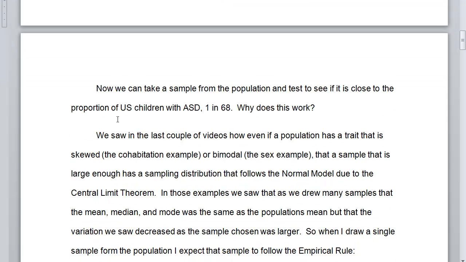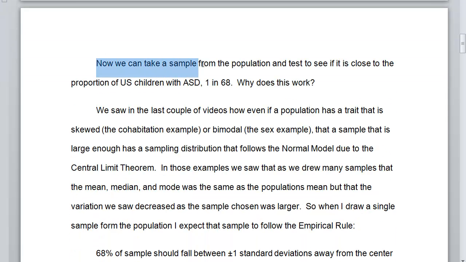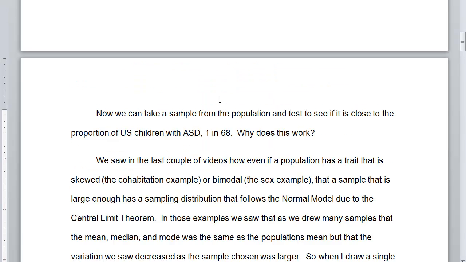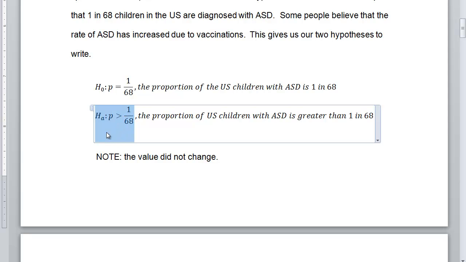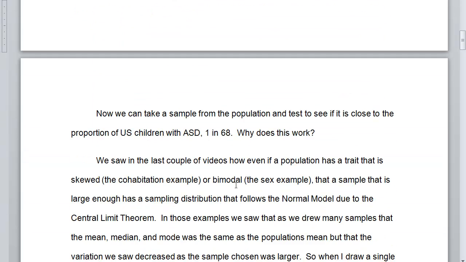All right. Now, we can take a sample from the population and test it to see if it's close to the proportion of U.S. children with ASD, which is 1 in 68. Why does this work? Why can I take a sample from the population, see if it's close to the 1 in 68, and if it is, then I would say the null hypothesis is true. And if it's not very close to 1 in 68, I would say that the alternative hypothesis is probably true, especially if the sample proportion is greater. But why does that work?